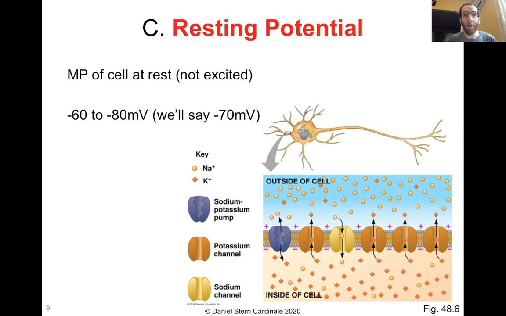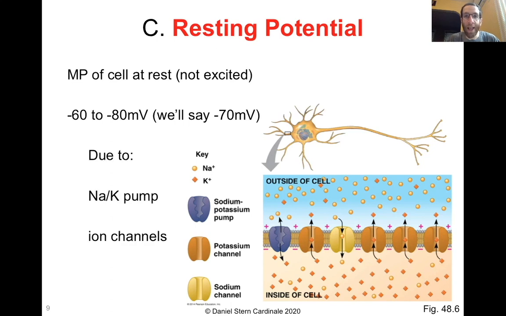Typically the resting potential within the human body is going to be somewhere between minus 60 to minus 80 millivolts. We're going to take the average and just say minus 70 millivolts. And all this means is that there is a greater amount of positive charge on the outside compared to the inside. So the inside of the cell is negative compared to the outside, relatively speaking. So we call it negative 70 millivolts. That's about the average resting potential within the human body.